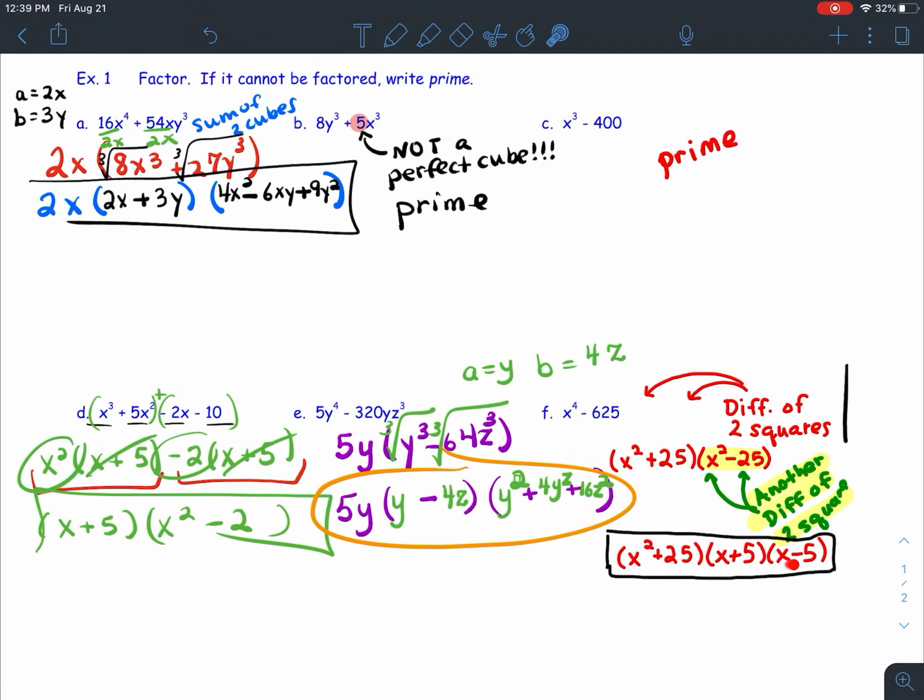This piece here broke down as another difference of 2 squares. That's how I got x plus 5, x minus 5. However, there is no such thing as being able to factor a sum of 2 squares. So this piece just had to be carried down. I have 3 factors to my answer there.